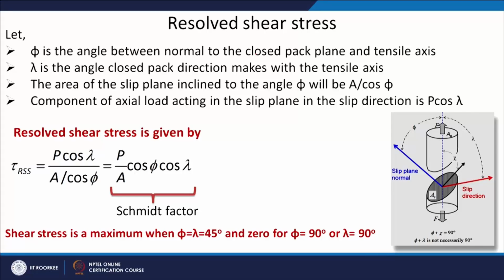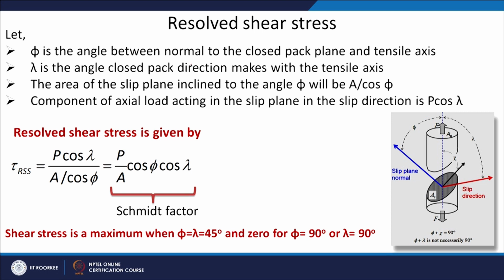First, we will resolve the shear stress. So, now we are resolving the shear stress here. Let phi be the angle between the normal to the close pack plane and the tensile axis. So, this is my plane. Now, this may not be at 45° to the principal direction, but it is making some angle with the tensile axis, and that I am calling phi.